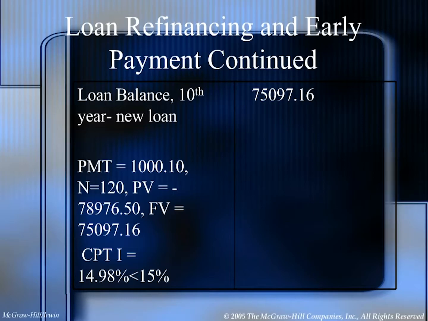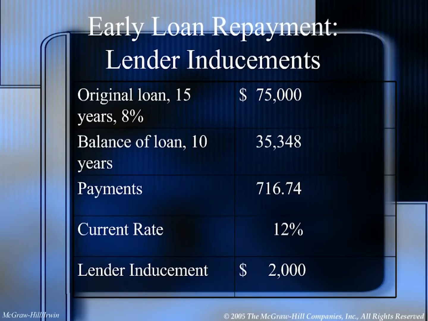It's only 10 years out, so you have to pay the balance, which we calculated above, $75,097.16. And we compute the interest rate. Again, it's monthly, so divide it by 12, and you get 14.98%. Okay, so it is just under 15%. So yeah, it's positive, but it isn't much of a motivation to change.